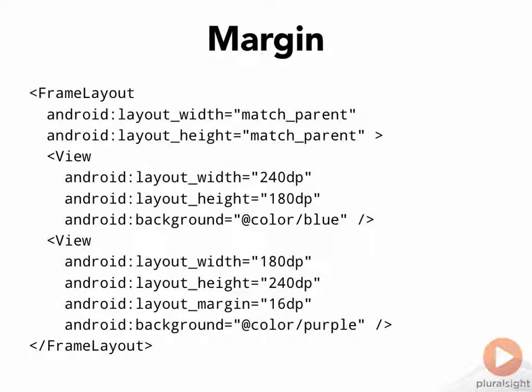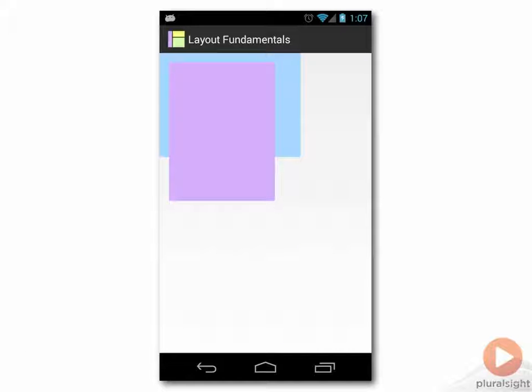Another parameter you can adjust is the margin. Here, the purple view has a margin of 16 dp. And this is how it looks. It gets placed still at top left, which is the default position, but then it has a margin of 16 dp, so it's a little bit off the edge of the screen. The blue view, we didn't give it any margin, so it just sticks right on top of the top left.